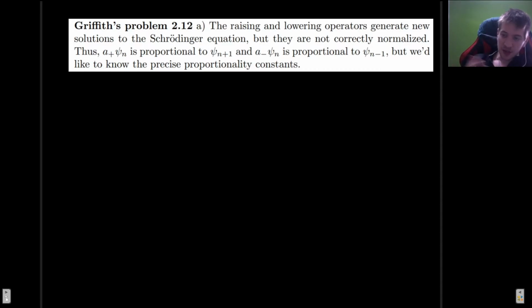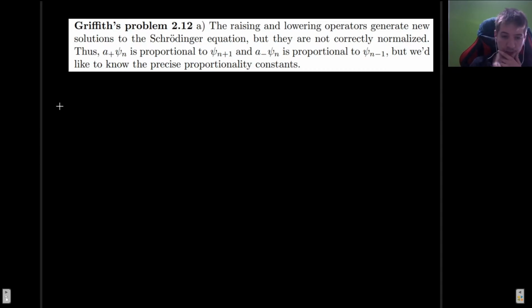It says, the raising and lowering operators generate new solutions to the Schrödinger equation, but they are not correctly normalized. Thus, a plus psi n is proportional to psi n plus 1, and a minus psi n is proportional to psi n minus 1, but we would like to know the precise proportionality constants.